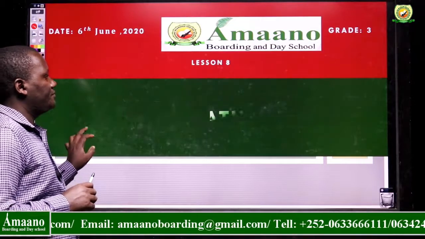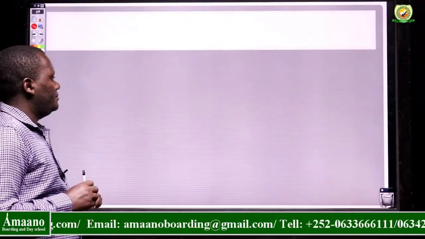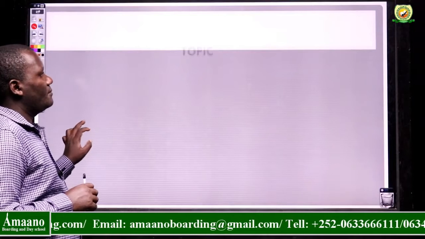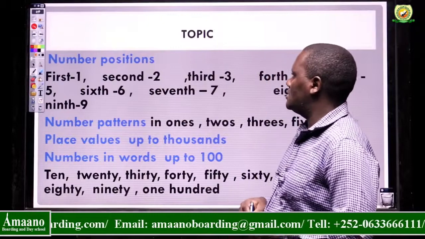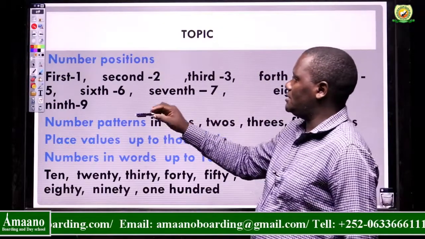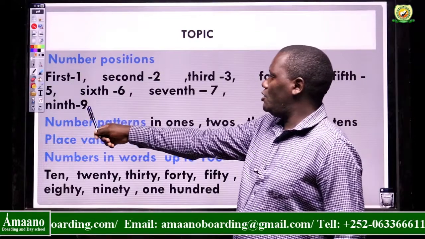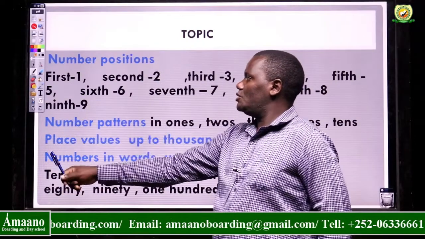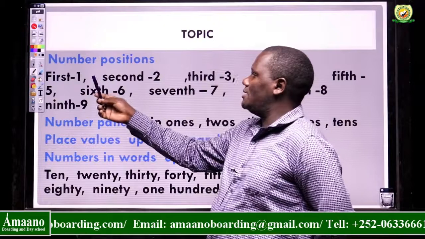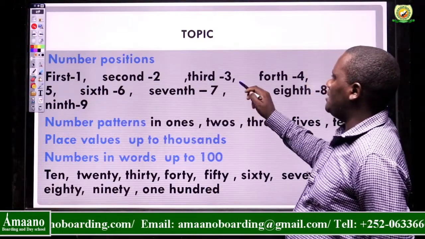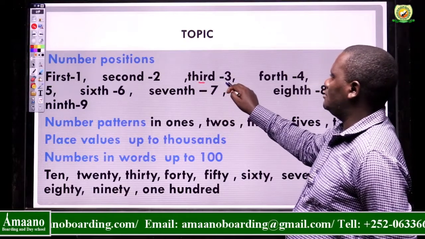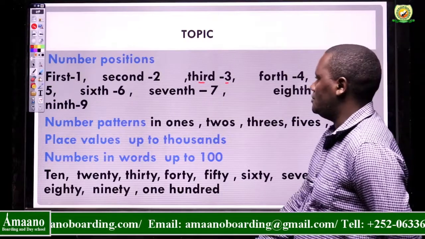We have here the number positions. The number positions, we call them the ordinals. That is first. We write first, second, third, all the way up to 9. So you are going to be tested on the number positions. Revise on the number positions. Just know how to write the number and the position. This is the number and this is the position.